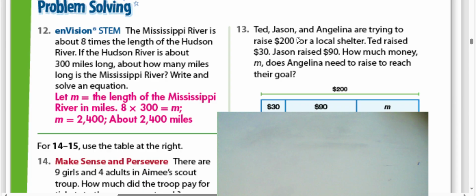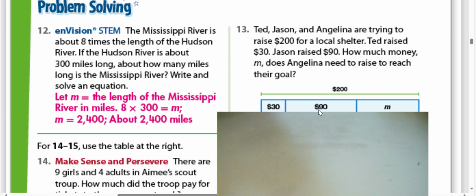Jason and Angelia are trying to raise $200 for a local shelter. Jason raised $30. Angelia raised $90. How much money does Angelia need to raise to meet their goal? We can add together.